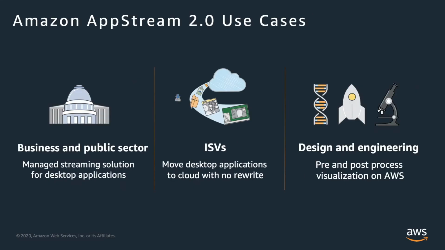So what are the use cases for AppStream? Software vendors can use AppStream to provide trials and demos. Enterprises can use AppStream to evaluate products. Also, training providers can use AppStream to provide consistent training environments to their participants. We will look at more AppStream case studies in the later part of this webinar.